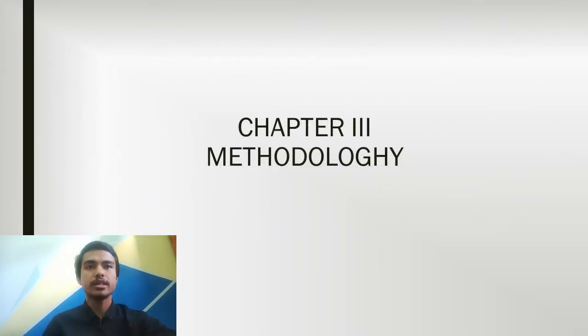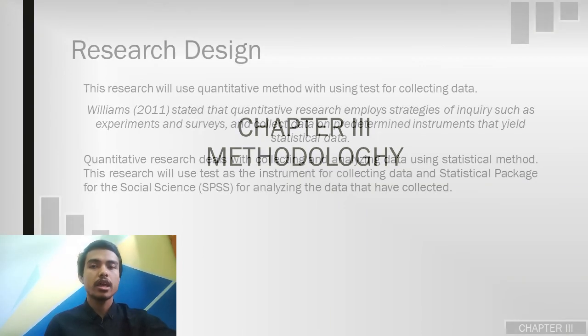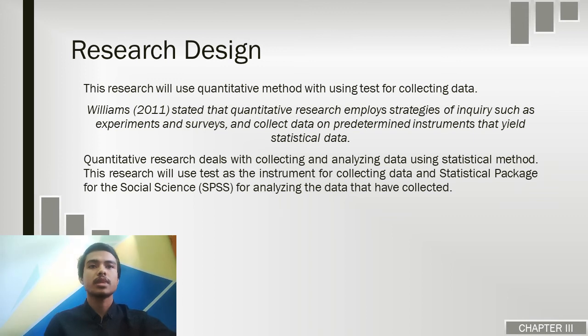Okay, the last chapter is chapter 3, methodology. In the first part, research design. This research will use a quantitative method with tests for collecting the data. According to Williams, quantitative research employs strategies of inquiry such as experiment and survey, and collects data on predetermined instruments that yield statistical data. Quantitative research deals with collecting and analyzing data using statistical methods.